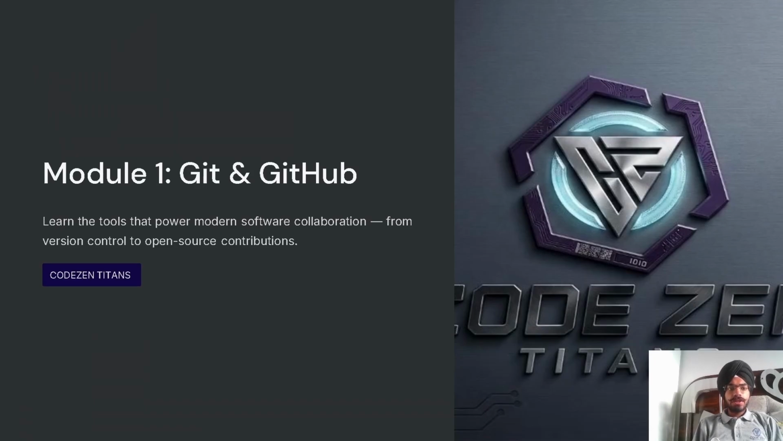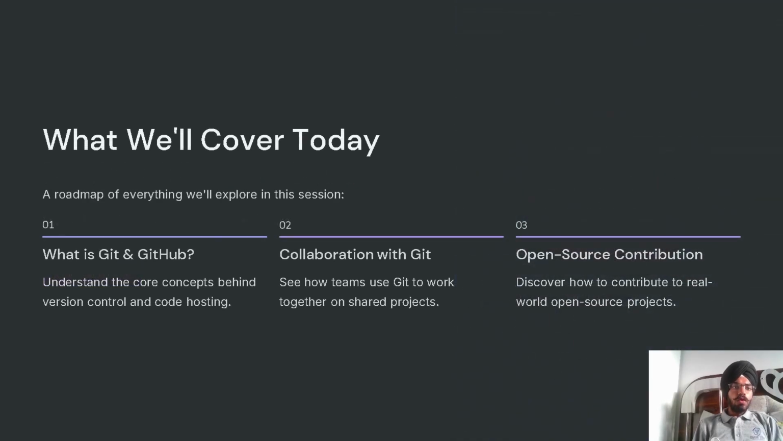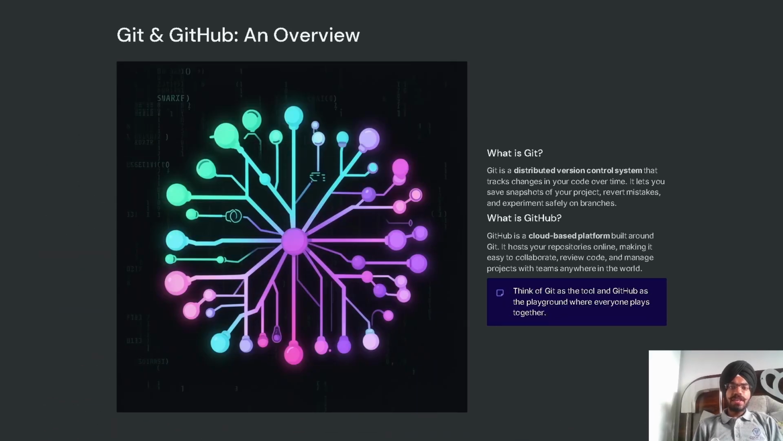Today we are going to discuss module 1 about Git and GitHub. As we have discussed in the syllabus discussion video, our first module is going to be about Git and GitHub. So let's start this journey from here. What we are going to cover today: what is Git and GitHub, collaboration with Git, and open source contribution. So let's start. What is Git and GitHub?